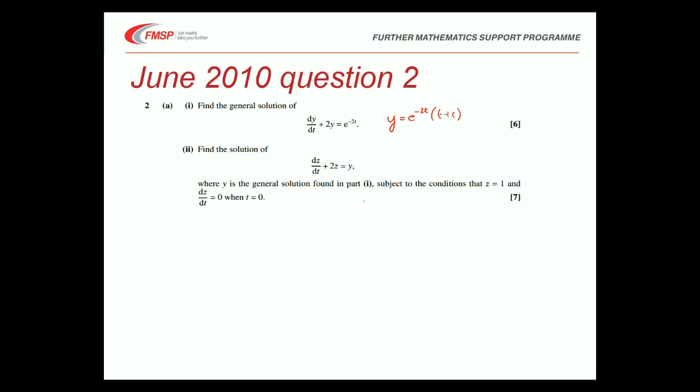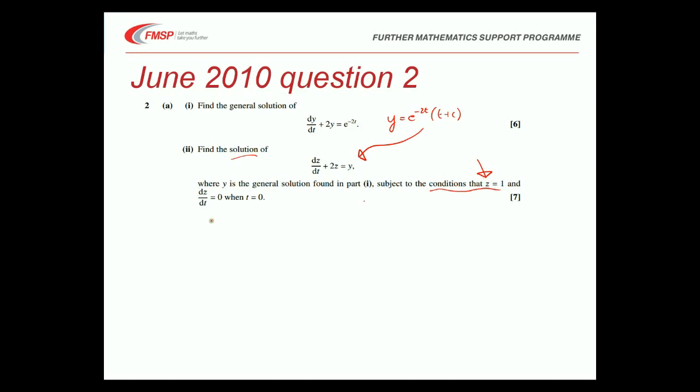The dz by dt plus 2z equals y, where y is the solution we just found in part 1. So I could immediately replace y with that to see what happens. But we've also got conditions. So it's possible that we actually don't need to find a general solution, and it is in fact telling us we need a particular solution. If they omit the word general, they do mean a particular solution. But it should be obvious because there are conditions, there's more information.